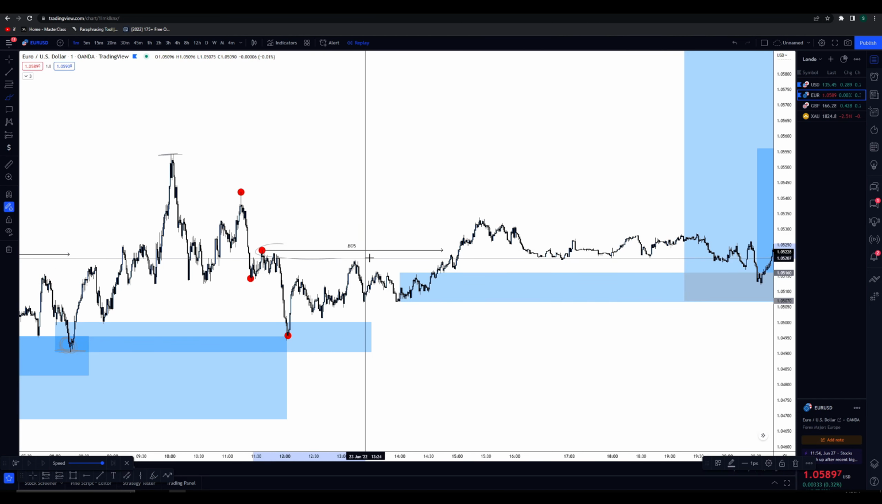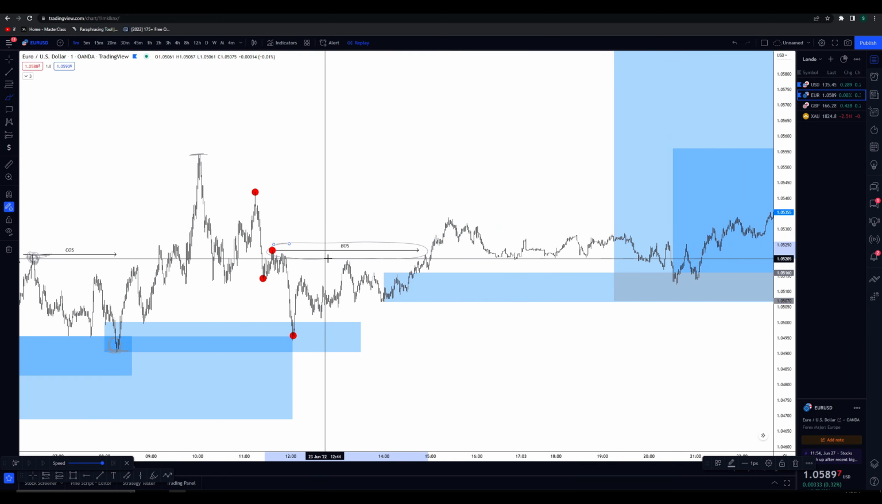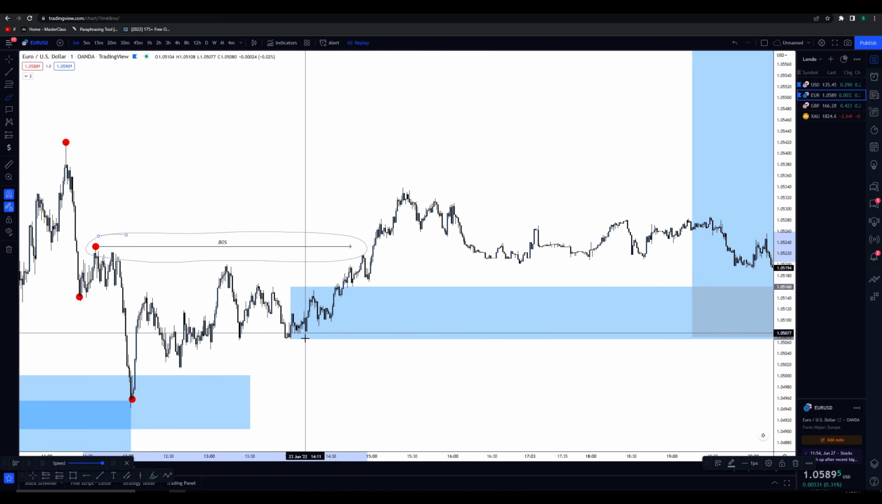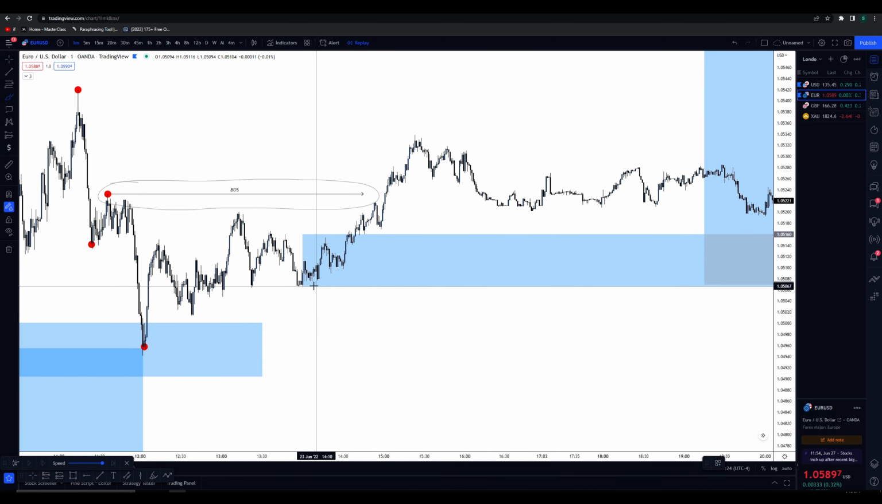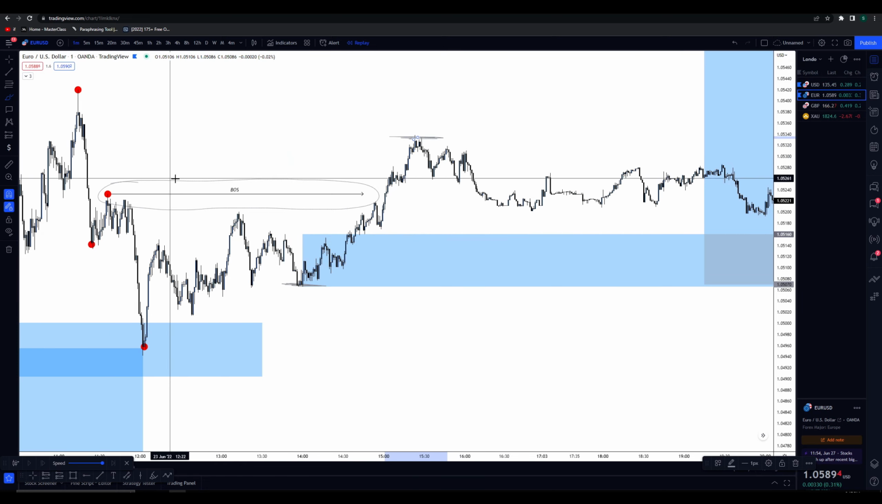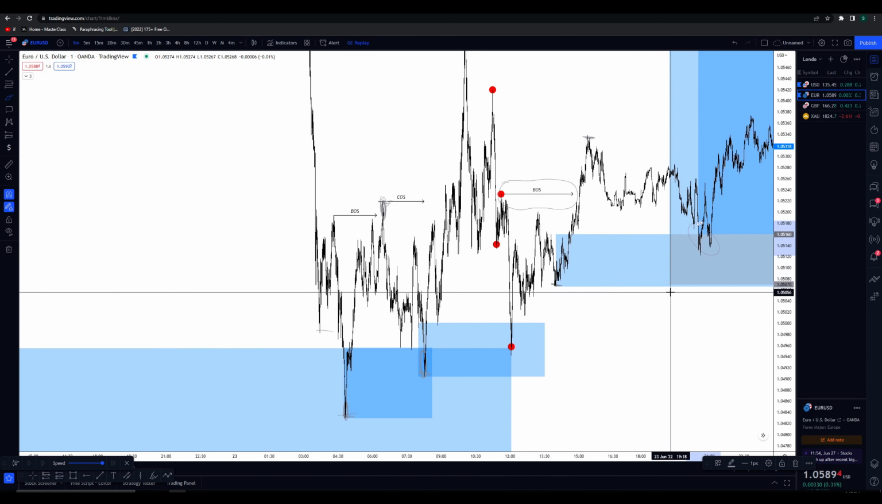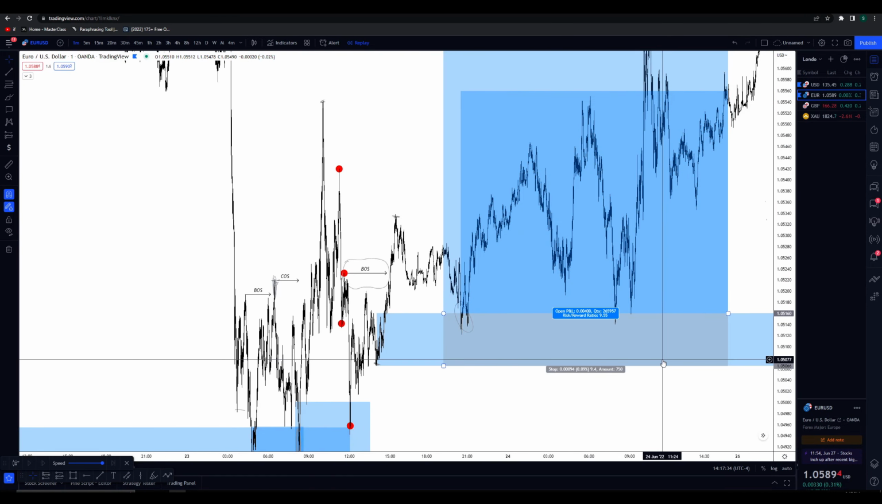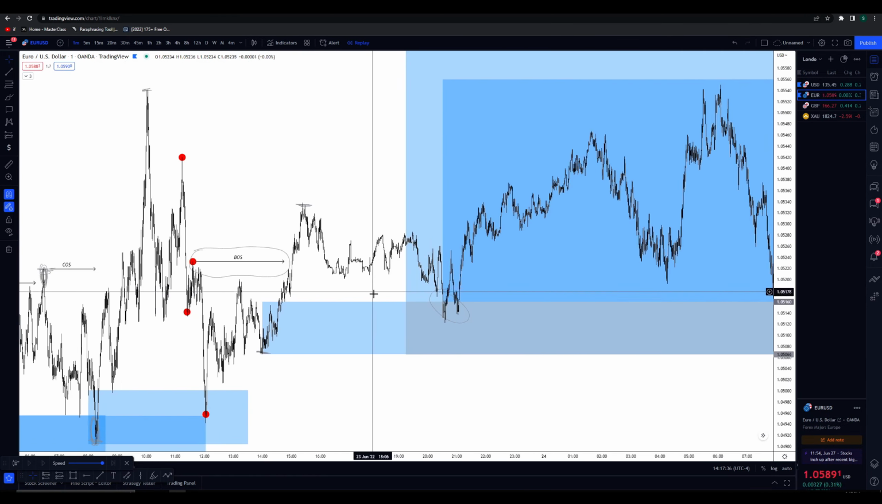Once again, I'm waiting for the BOS. We get that break of structure, right? Once we get that break of structure, where did the range start and where did the range finish? Well, the range started right over here. This low to this high. And then price action comes and this is where I actually entered. I'm not going to talk too much about my entry because I want to keep this video short and straight to the point. So price action comes into my entry point and moves up.